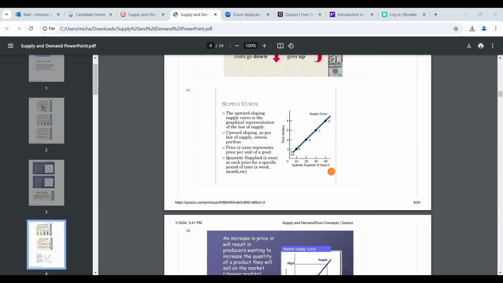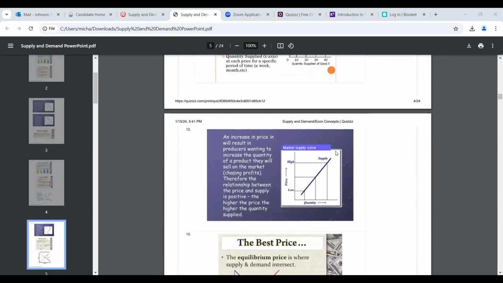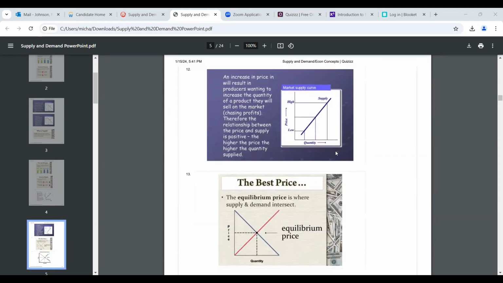So as I said, if price goes up, quantity supplied will go up because the company will make more profit. When the price goes up, their profits go up. So that's that. They want to make more profit. If they're going to make more profit, they're going to supply more because they have an incentive to supply more, because they're going to make more money if they supply more. So an increase in price will result in producers wanting to increase the quantity of a product they will sell in the market, chasing profits. Therefore, the relationship between the price and supply is positive. The higher the price, the higher the quantity supplied.